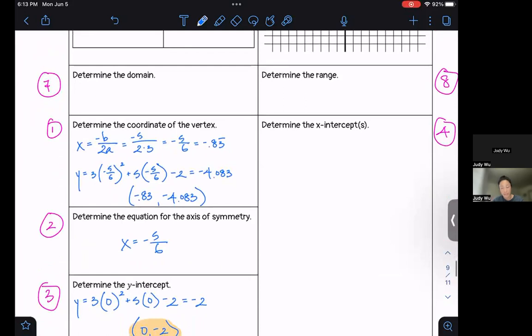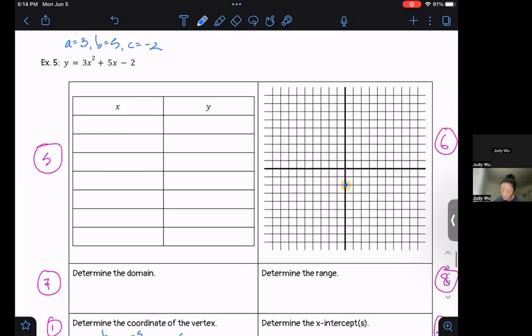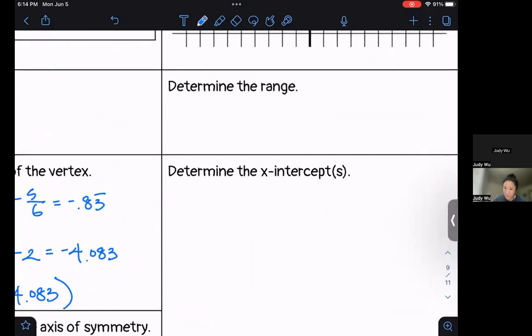Now let's find the x-intercept. So as I mentioned, this one is not as hard as the vertex form, but a little bit harder than the factored form. So we're going to grab our equation, and the process is still the same. 3x squared plus 5x minus 2 is equal to 0, right? Because any x-intercept is a number, comma, 0.